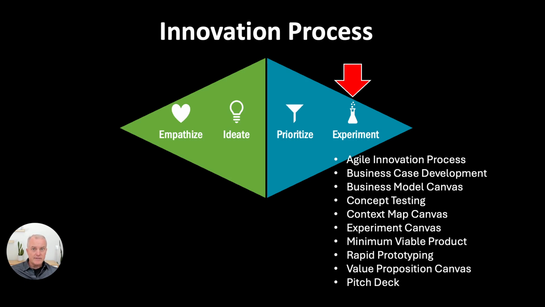Once you have that prioritization, then you take the best ideas and you go experiment. You don't know that they're really going to work yet. So what you want to do is you want to go through what could be like a lean startup or an agile innovation process, and then you can use a lot of different tools here to flesh out those ideas further. You can create a business case. You can create the business model canvas. You can use concept testing to share those concepts with customers and get feedback. You can create experiment canvases to help you figure out what the assumptions are under those ideas.